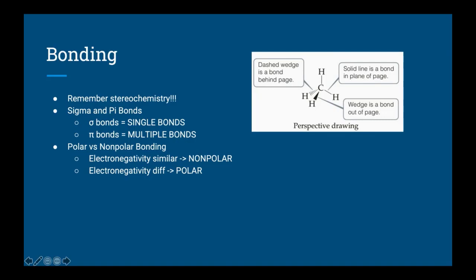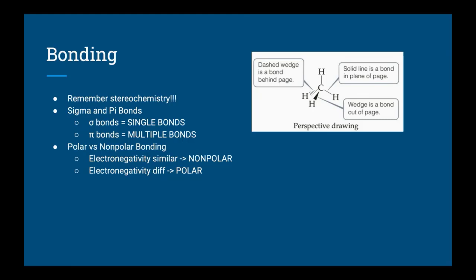Also, some basic details: when you're looking at a perspective drawing, anything on our lines is going to be in the plane of the page, versus our dashed line should be going out behind the page, and our wedge line is coming towards us from the page. So it is a bit frightening at first, but I promise they get easier. It's a really good diagram. I really like them. And in addition to that, it's also important to consider different kinds of bonds.